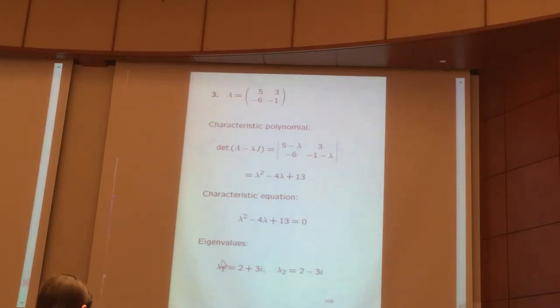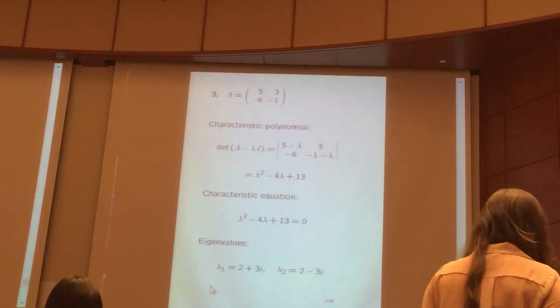The matrix is 5, 3, minus 6, minus 1. Characteristic polynomial: 5 minus lambda, 3, minus 6, minus 1 minus lambda, gives lambda squared minus 4 lambda plus 13. So now you see this is going to cause you some problems. Complex eigenvalues are certainly possible. It's easy enough to find the eigenvalues, even in the complex case. But for the eigenvectors, you've got to do complex arithmetic.